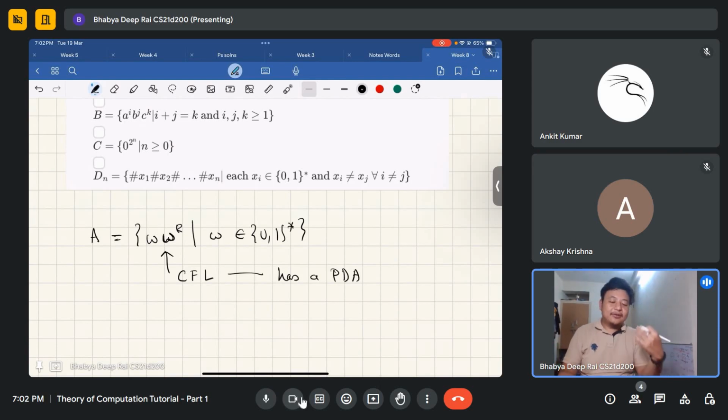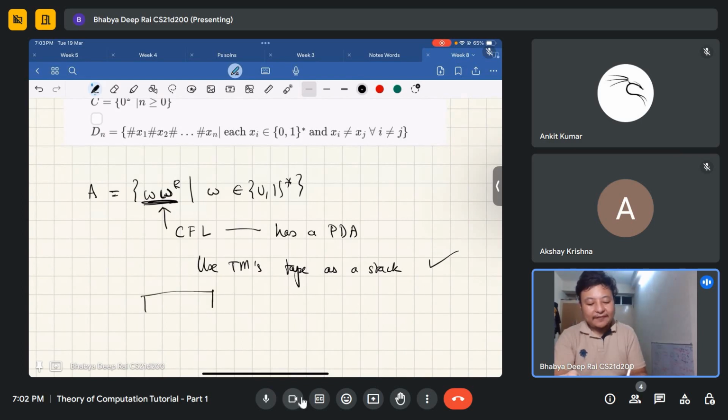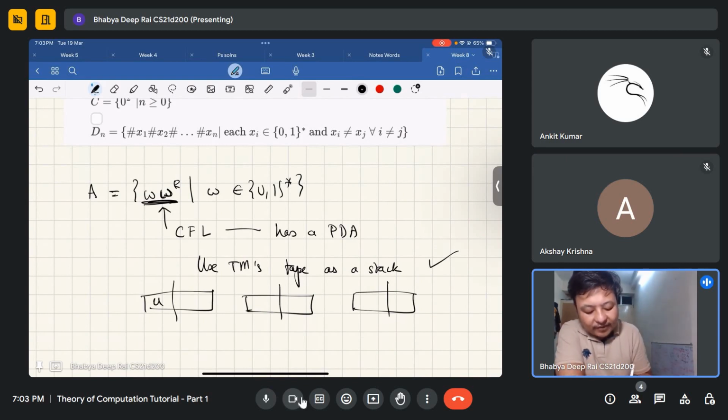In fact, you can use the Turing machine's tape as a stack and work as a PDA, push down automata. Okay, and therefore this is decidable. An alternate way to see it is, you need to construct an algorithm that checks whether your word, your string, is of this form. Now this you know easily how to do. You just try different splits, try all possible splits, of UV.